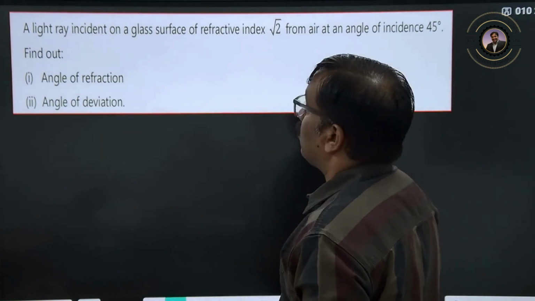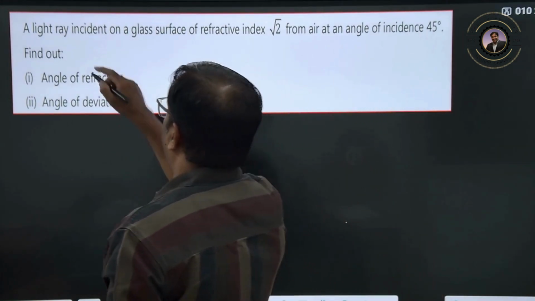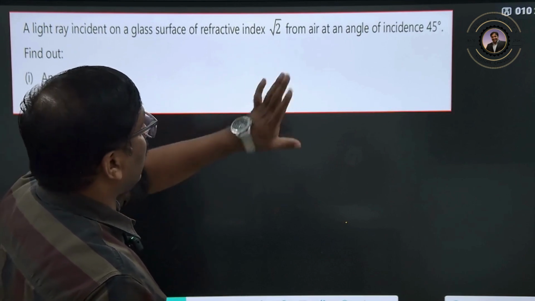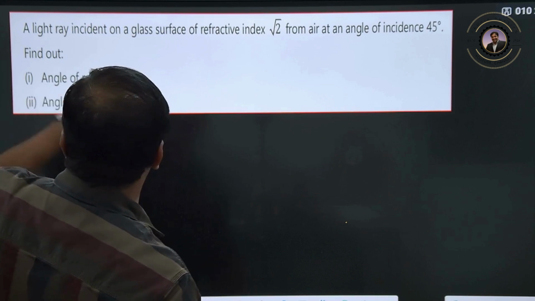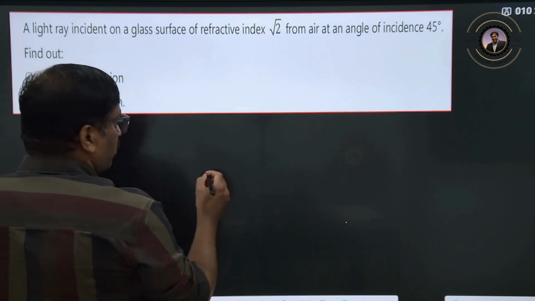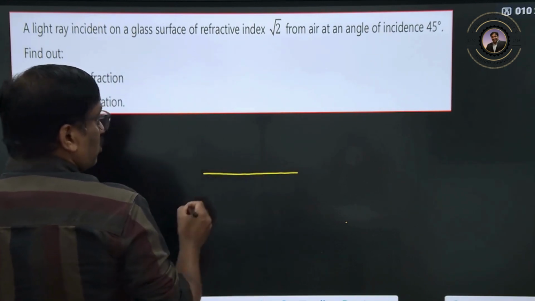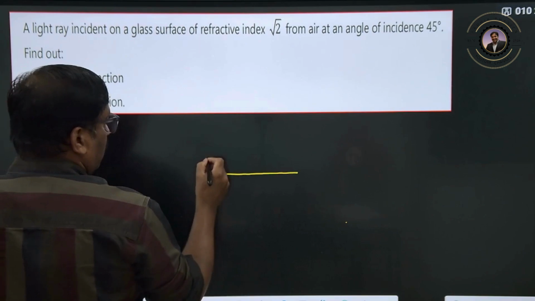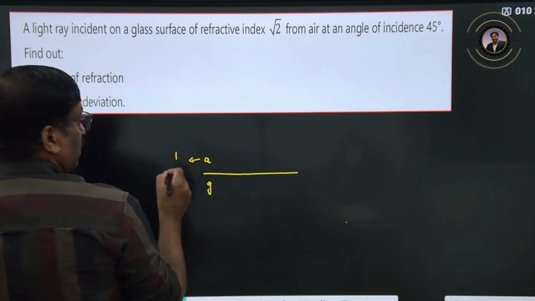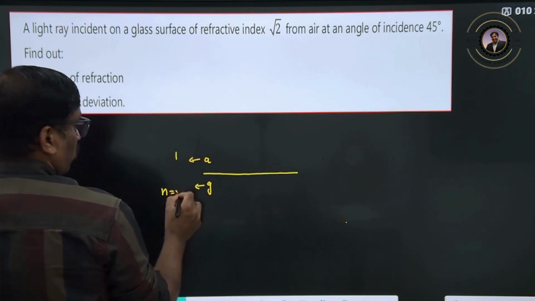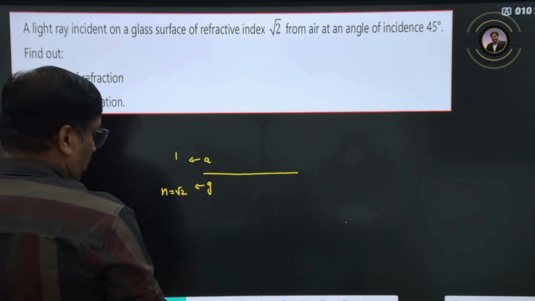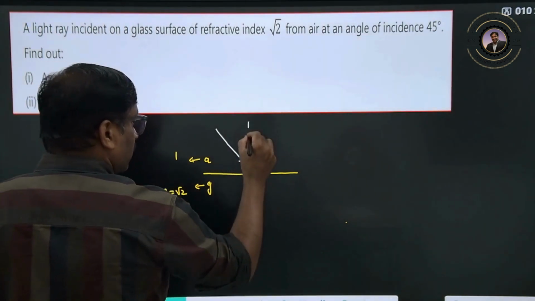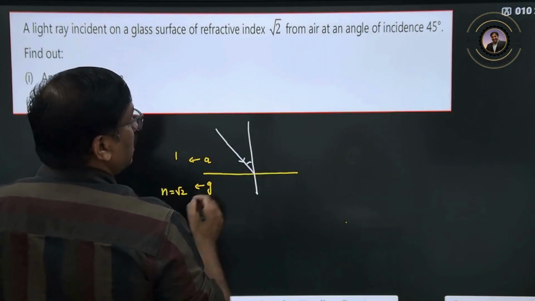Clear? A light ray is incident on a glass surface of refractive index √2 from air at an angle of incidence of 45 degrees. Find the angle of refraction. Simple question, right? This is your glass, this is your air. Refractive index is 1, refractive index is √2, keep in mind. Here the light ray is incident, and the angle of incidence is 45 degrees.